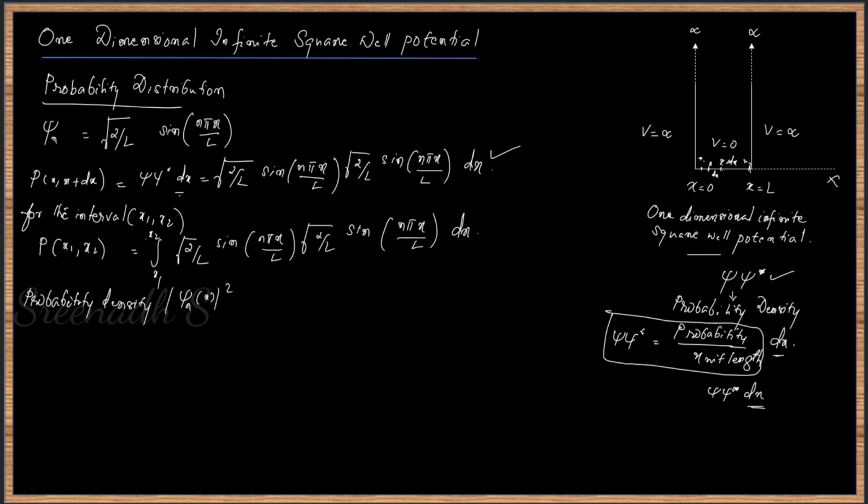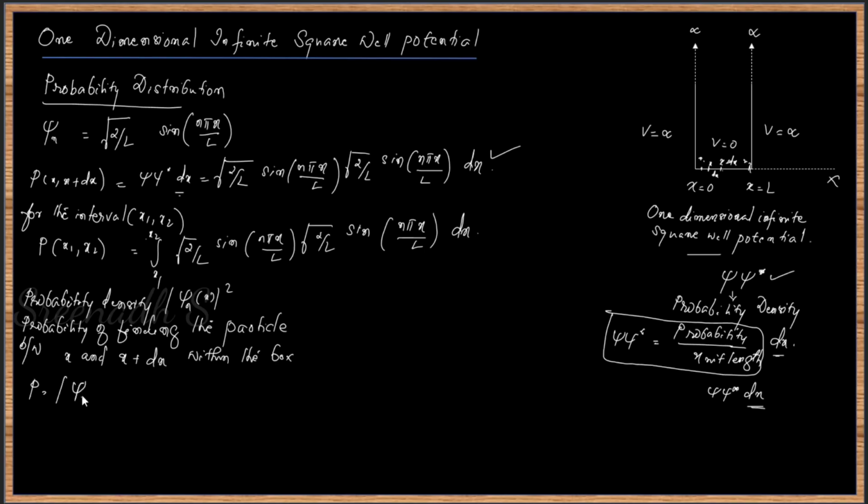Okay. So the probability of finding the particle between x and x plus dx within the box is equal to P = |ψ(x)|², that is, square root of 2 by L into square root of 2 by L, that is 2 by L sin(nπx/L) into sin(nπx/L), sin square(nπx/L) into dx.